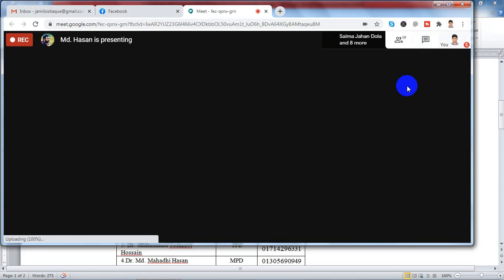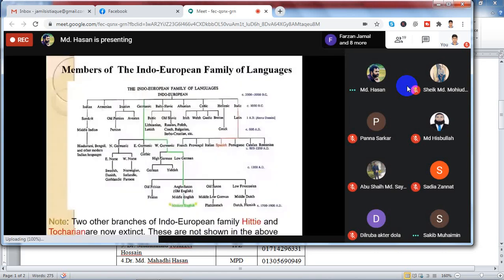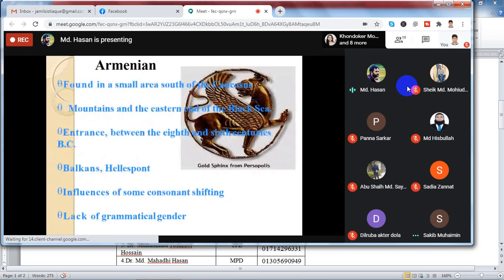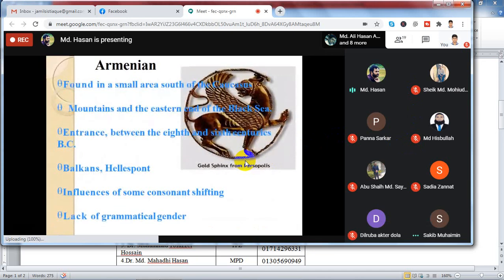So the Armenian one, you can see that it has no branches. It is directly one language in one country, right? So Armenian is found in a small area south of the Caucasus mountains and the eastern end of the Black Sea, and this is generally put between the 8th and 6th centuries BC. They evidently came into their present area from the Hellespont.